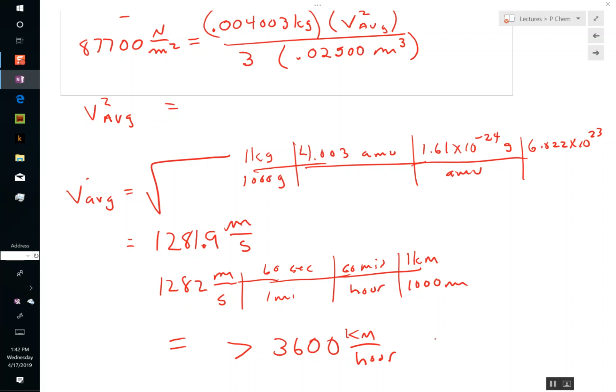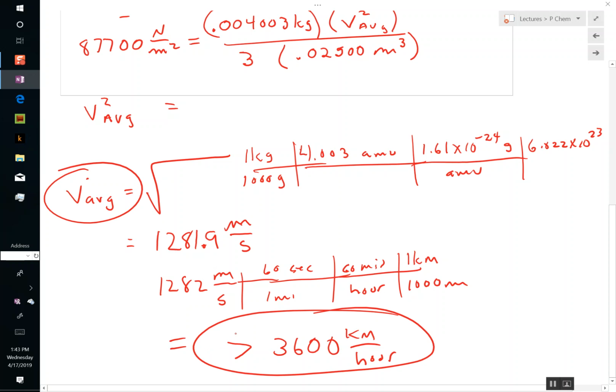So what temperature are we assuming these are at? Or are all helium atoms at this temperature? You see what I'm saying? All of the helium atoms are at this temperature, and it drives this to this average velocity. Okay. All right, so I mean, that's just astounding that they're moving that fast.